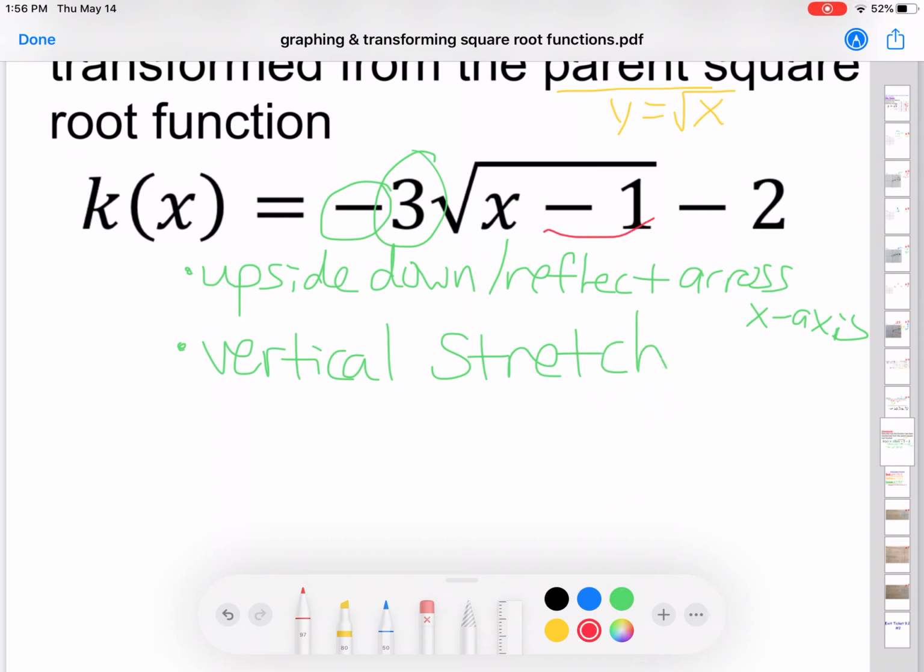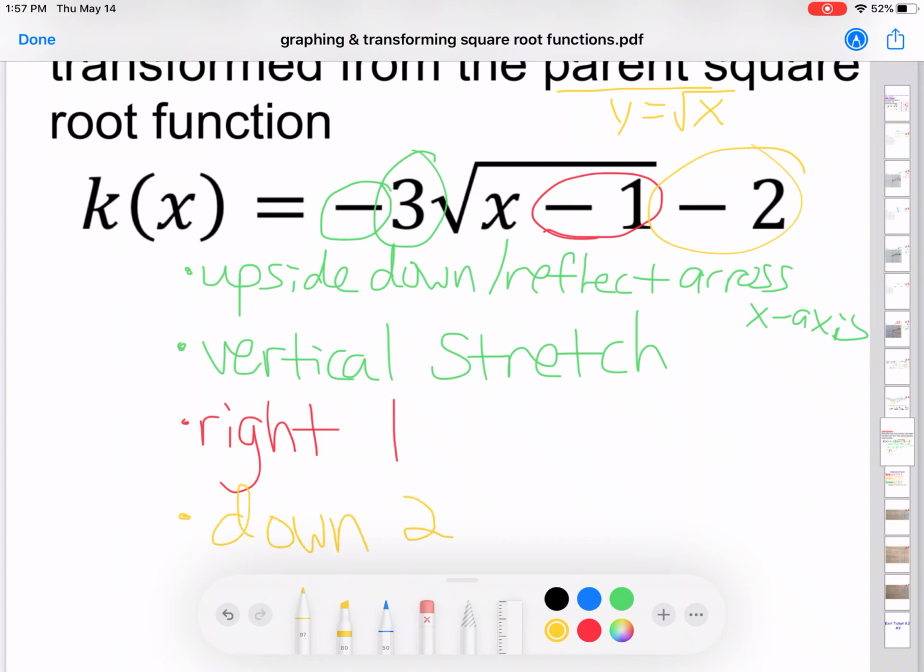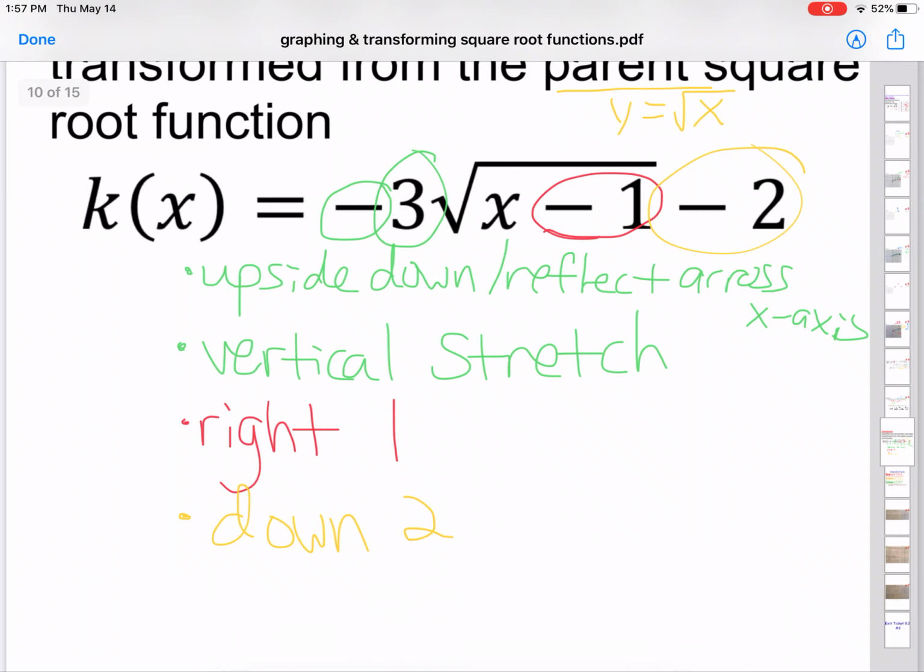Looking at this -1 inside of our square root symbol, we would say that this moves the graph to the right 1 unit. And finally, for our last number at the end here, this -2 as our k value, that means that our graph would be shifted down 2 units. So for this checkpoint, you should have identified 4 different transformations that have been made.